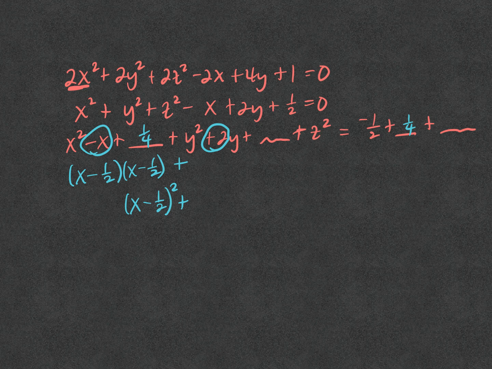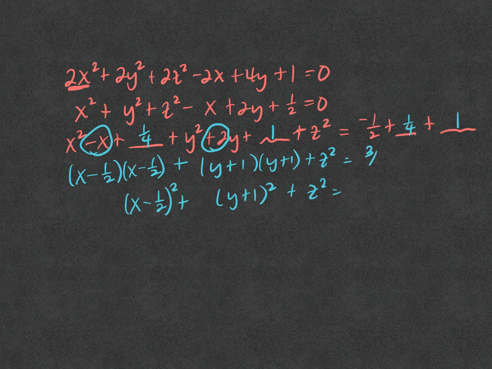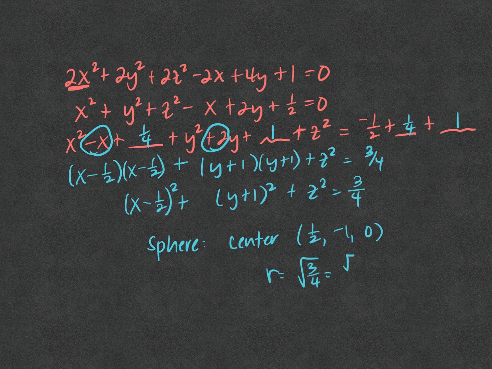Now let's take half of the 2. Half of the 2 squared is 1. So we're going to put a 1 in both blanks. And this factors into y plus 1, which is y plus 1 squared. And then we can just bring down the z squared. That's a nice problem. Now negative 1/2 plus 1/4 makes negative 1/4. Plus 1 is 3/4. So we have 3/4 here. So again, we have a sphere. And the center is 1/2, negative 1, 0. And the radius is the square root of 3 over 4, which we could say is the square root of 3 over 2.